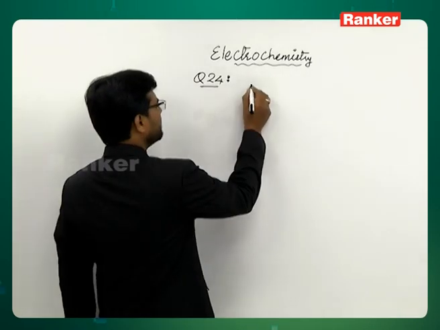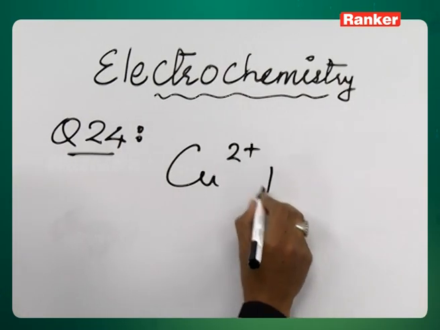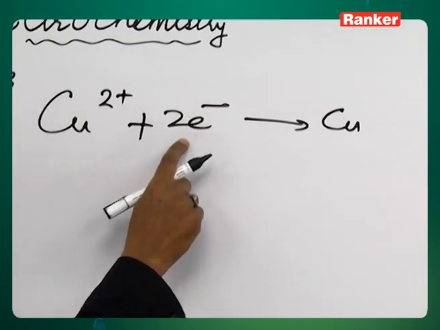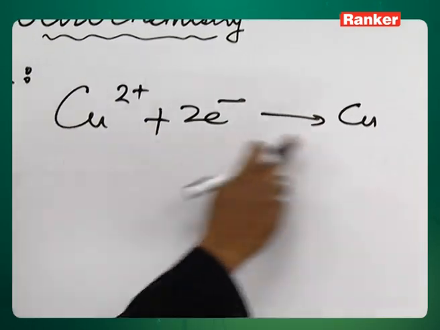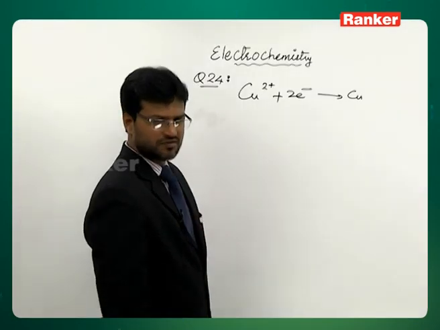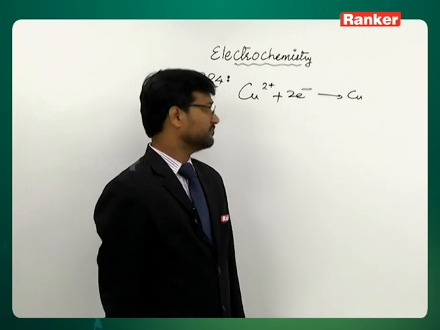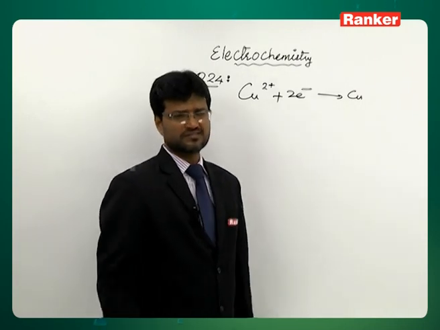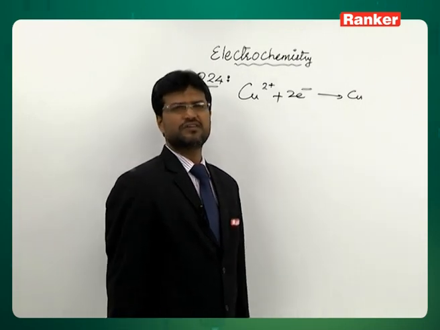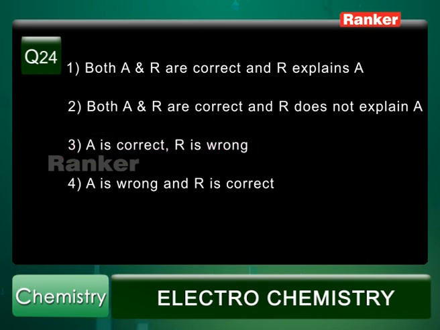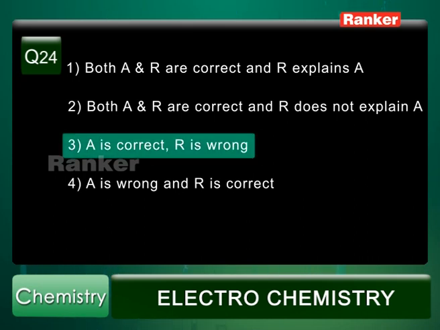You can see the equation. Cu2 plus 2 electrons gives rise to copper. So, 2 moles of electrons give 1 mole of copper. So, it is not necessary that every time 1 mole of electrons will produce 1 mole of metals. It is true in case of Ag, but it is not true in case of cupric. So, the correct answer is third option. A is correct, assertion is correct, but R reason is wrong.